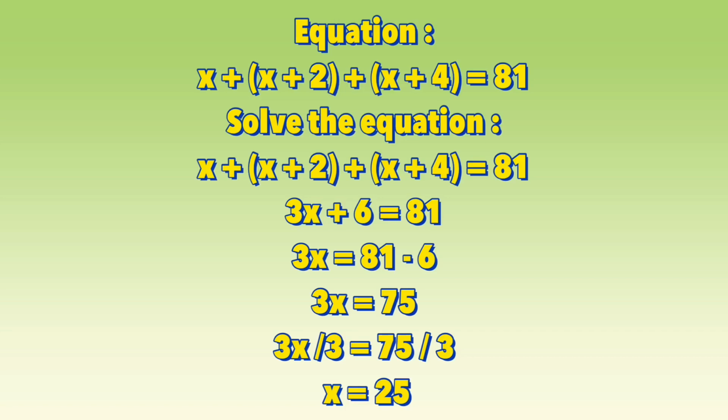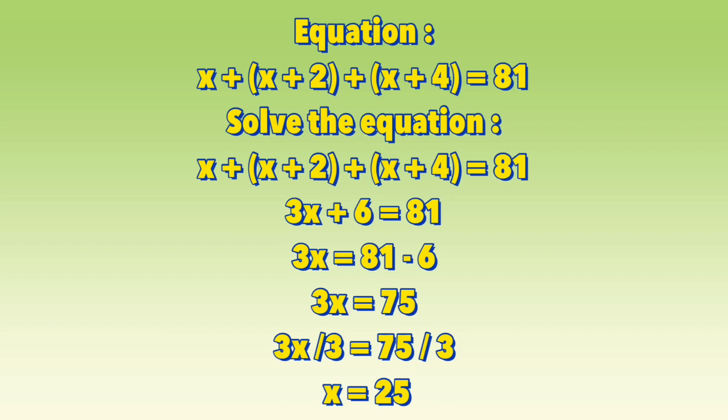Then since we're computing for the value of x, we're going to divide both sides by 3. 3x divided by 3 equals x, and 75 divided by 3 equals 25. This is the first equation. The first consecutive integer is x equals 25.